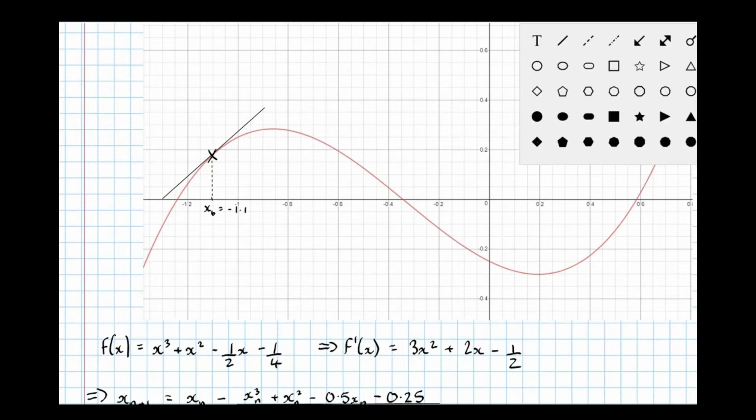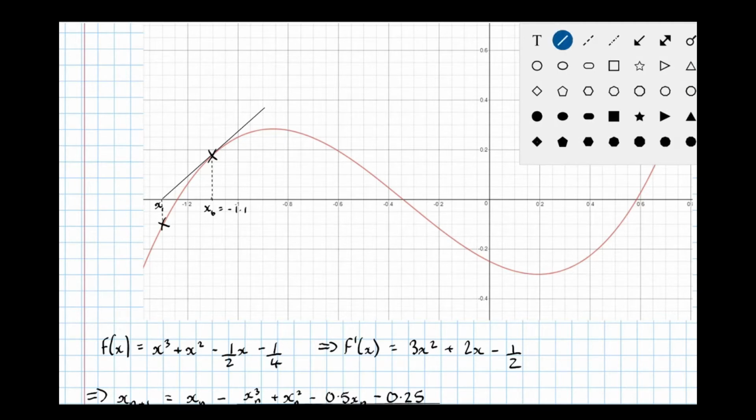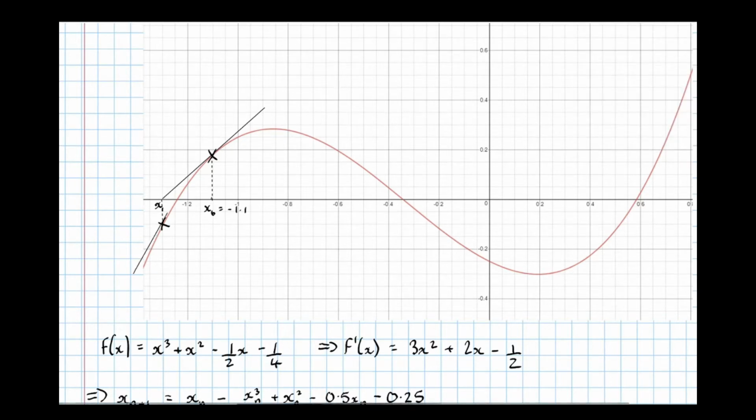It's then, from where it crossed the axis, and I'll just mark that as x1, from where it's crossed the axis, it's gone back to the curve at that point, drawn another tangent, which is a lot closer to the root, as you can see. It's a lot closer to the root we circled earlier. And we'll keep on going like that until we get the root.